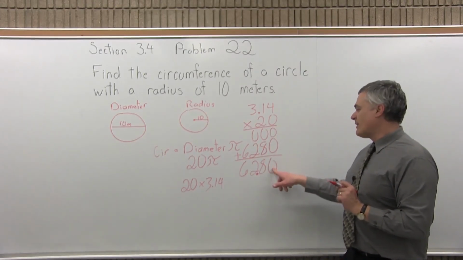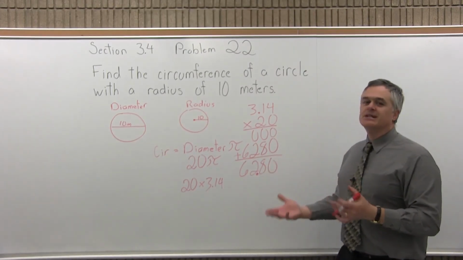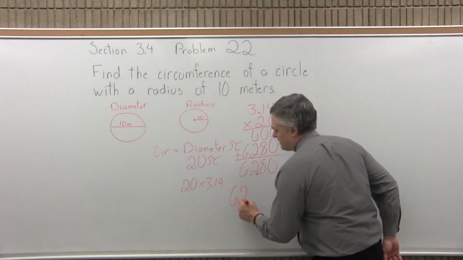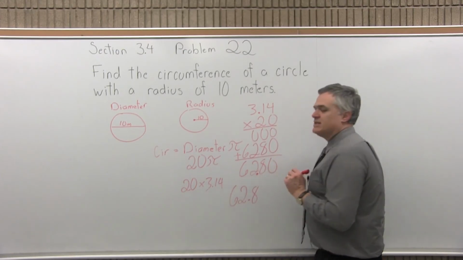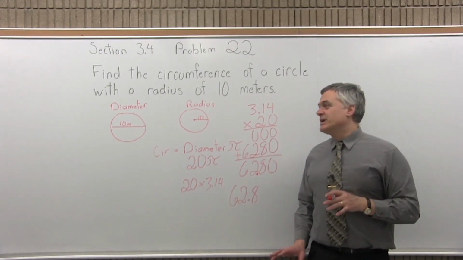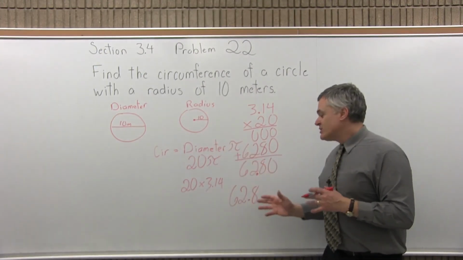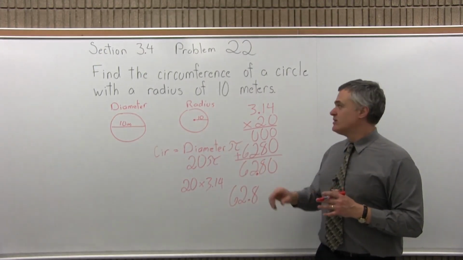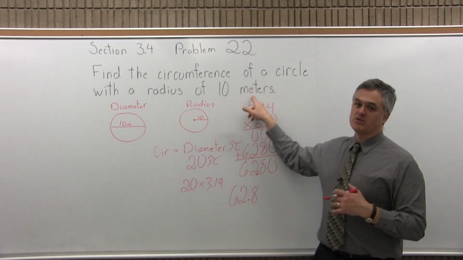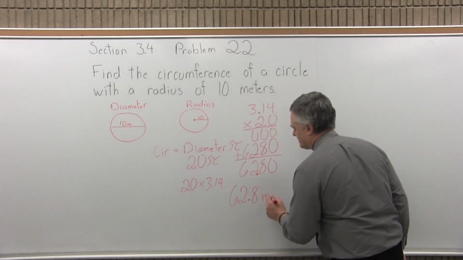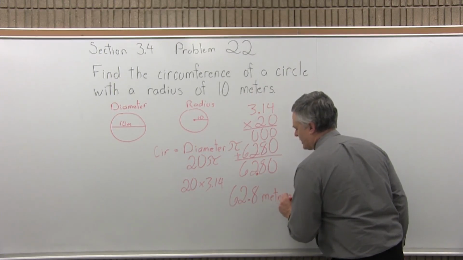Now, the 0 on the end doesn't need to be written. You certainly can write it, but most people will just write 62.8. Now, because this is a problem that involves units of measure, I can't just really stop at 62.8. To do a good job, I have to put my units of measure into my answer. So it's 62.8 meters.